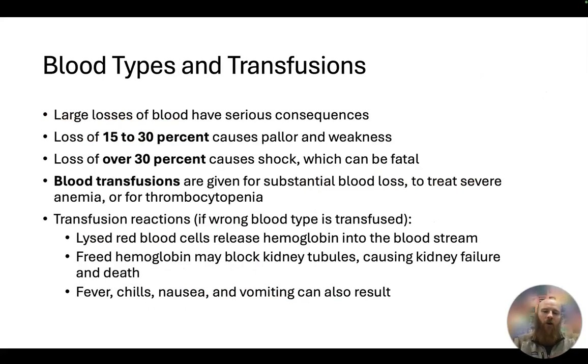And I want to finish our second part of this lecture by going a little bit more into blood types and blood transfusions. Can't go through a conversation about the blood without covering these two main things. So, blood transfusions, the need for them. Large losses of blood can have serious consequences. If we lose anywhere from 15 to 30%, it would cause pale skin and body weakness. But if we lose over 30%, this is probably going to throw your body into a state of shock, and this can also be fatal.